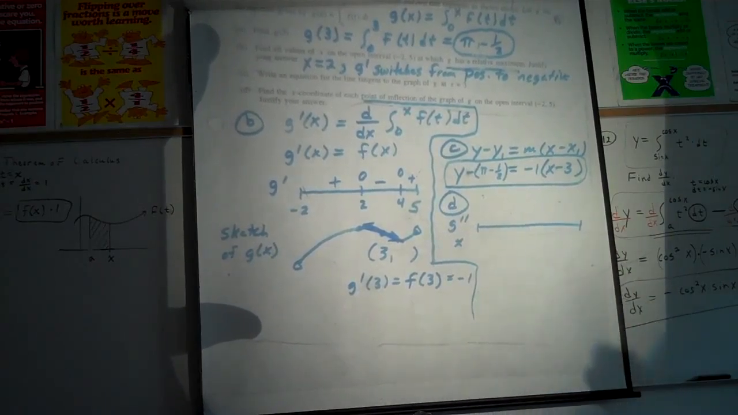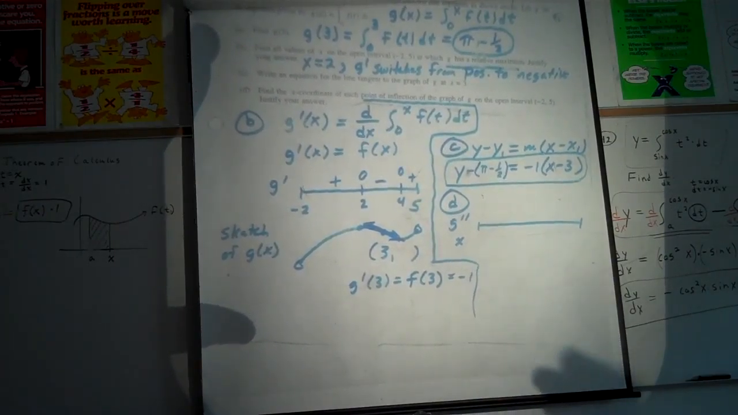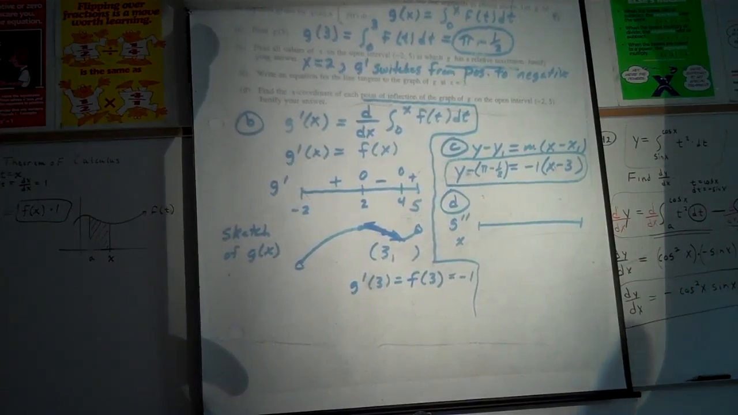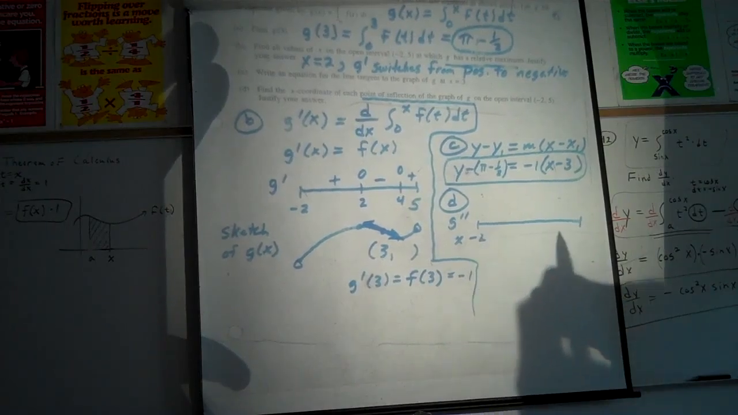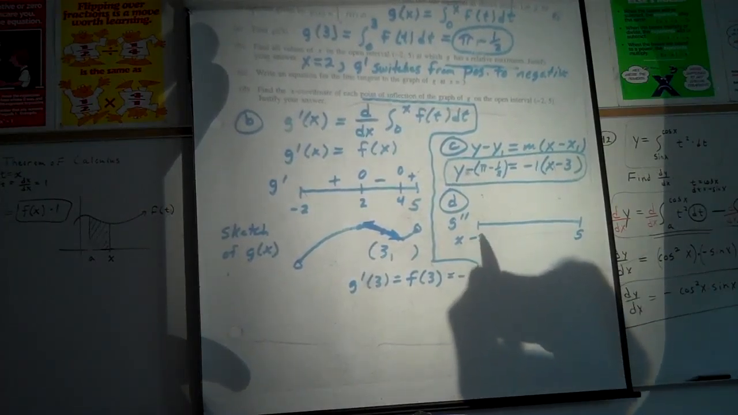Wherever g double prime switches signs, I'll expect that those are going to be points of inflection. The only way they wouldn't be is if a tangent line doesn't exist at those points, like if there was a cusp or a corner or something like that on the graph of g. So we're going from -2 to 5.